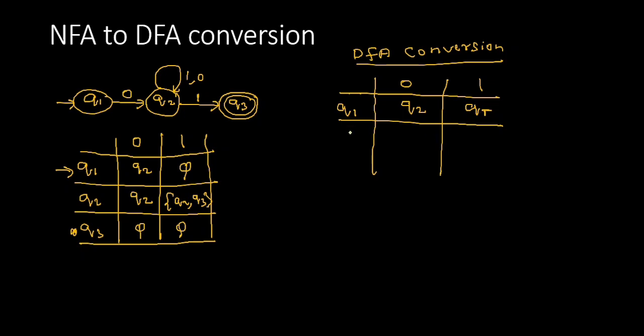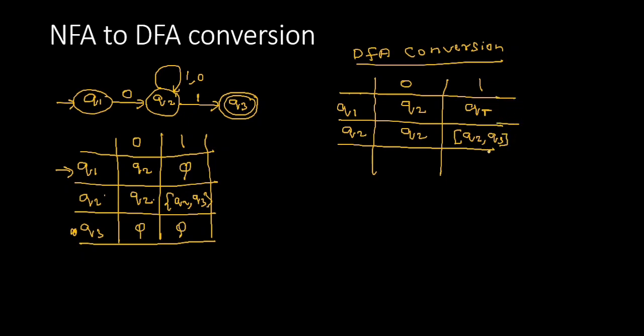So, what is Q2? We have to write it here, so we will make an entry for Q2. Now, Q2 when 0 is applied, we get Q2 itself. So, we will write Q2. In Q2 when 1 is applied, we get Q2, Q3. So, I will put square brackets here. We will get Q2 and Q3, with square brackets again.